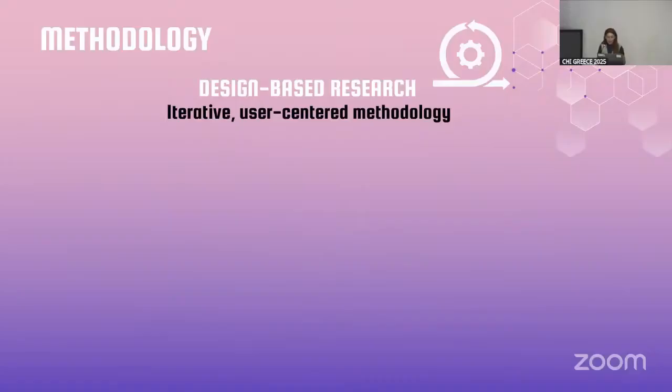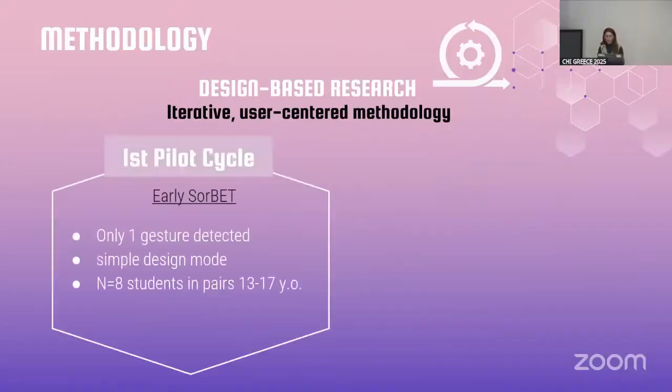journey. And the methodology followed design-based research. So it is an iterative and user-centered process, which works in cycles. So the first cycle had an earlier version of Sorbet. Back then, only one gesture was detected, with a different interaction. It was an open palm, closed fist interaction that grabbed the objects and moved them around. And the design mode was simpler, with just the database and nothing else.